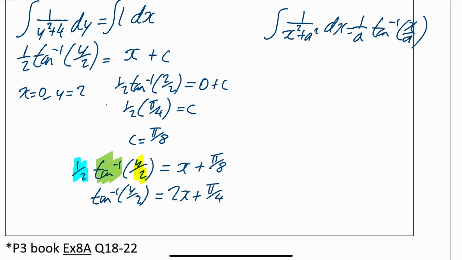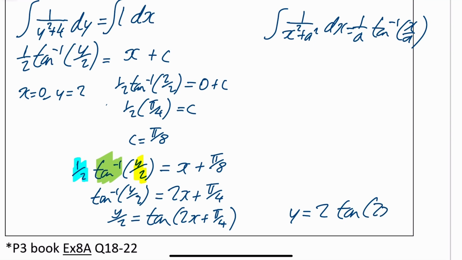Next thing we have to reverse is an inverse tan. So just have y over 2. Opposite of inverse tan is just tan. Tan of 2x plus pi over 4. And then my last thing, multiply it all by 2, and then that's just going to be y equals 2 times tan of 2x plus pi over 4. And that's it.